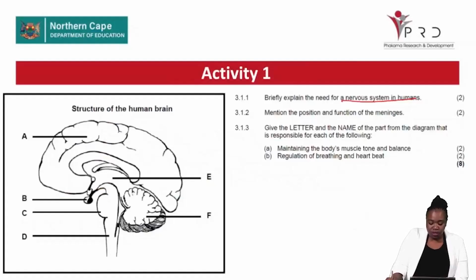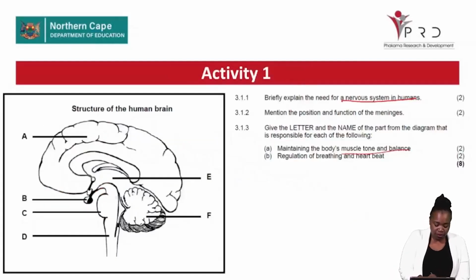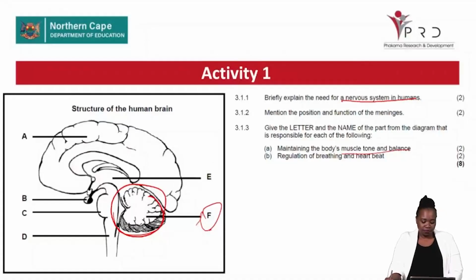Okay, 3.1.3, give the letter and name of the part from the diagram that is responsible for the following. Firstly, that is responsible for maintaining the body's muscle tone and balance. We have just looked at this, right? So that is part F, which is the cerebellum, right? So the cerebellum is down here, and that is part F.